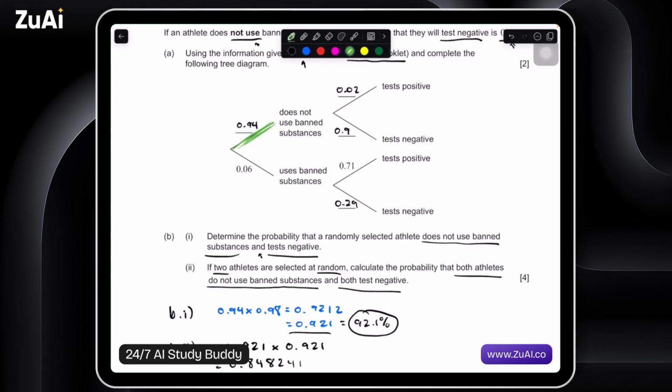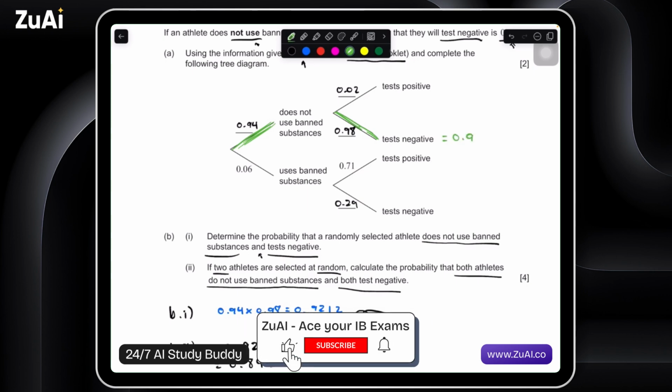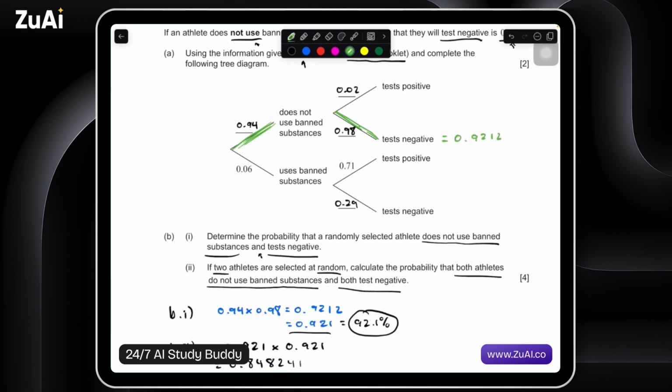That's one way. Oops, sorry, I think I deleted something. There we go. And test negative. And actually we can keep that here. It was 0.94 times 0.98, 0.9212. Or someone can use banned substances and test negative. So they can essentially cheat the system and be seen as clean.